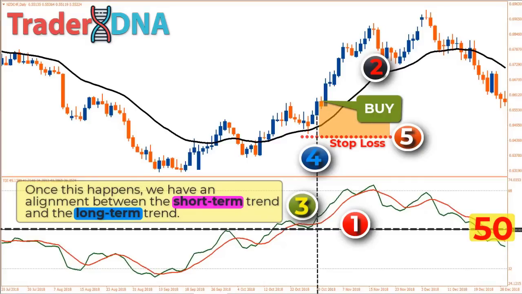On the chart, find the last time the green line crossed above the red line, and on the price chart, locate the respective swing low developed as a result of this crossover. Now, use this swing low to hide your protective stop loss.